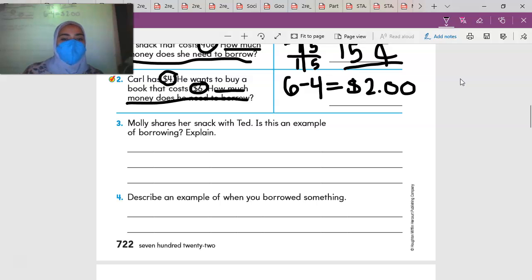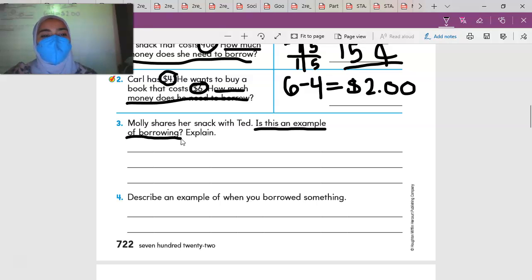Okay. Number 3, Molly shares her snack with Ted. Is this an example of borrowing? Raise your hand. I'm going to read it one more time. Think very hard before you answer it. Molly shares her snack with Ted. I'm Molly. Rena's Ted. I share my snack with Ted. Is this an example of borrowing? No. Why not, Dominic? Why not, Dustin? Oh, you're sharing. But why not? Why is this not the same as borrowing? What does it mean to borrow?